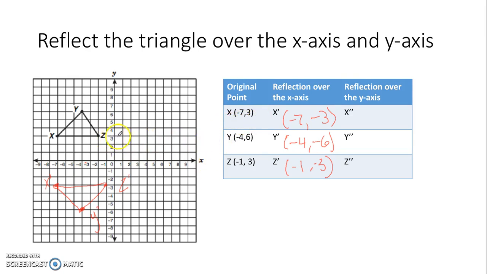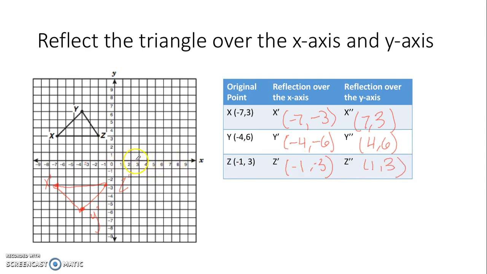Now let's reflect the triangle over the y. This one is opposite of what we just did. We are going to use the original points, because this time we're just going to reflect the same original triangle over both the x and y. This time, instead of changing the y value, we're going to change the x value. So the opposite of negative 7 is positive 7, and y stays the same, so positive 7, 3. For negative 4, 6, it's going to turn into 4, 6. And for negative 1, 3, it's going to turn into positive 1, 3.